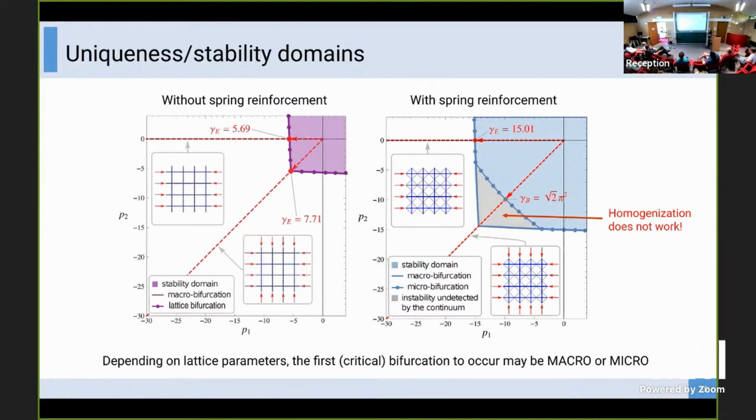But in the second case, you see that for some combinations of the prestress in the beams, the first instability in the lattice is a micro instability. For instance, if you follow this equibiaxial path, the first instability that you encounter is this, which is a micro instability. So here the lattice becomes unstable, but the solid, the equivalent solid, is still stable in the elliptic regime. So this is where homogenization does not work.